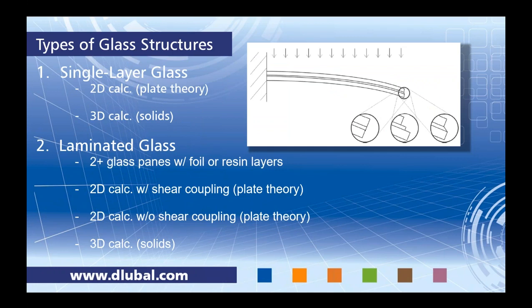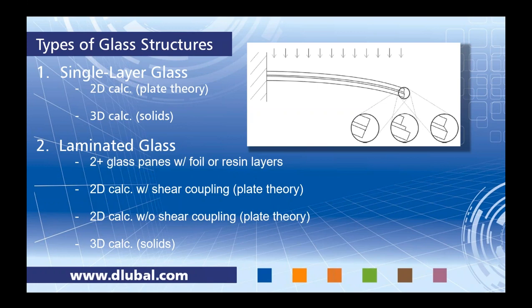So now I want to discuss the different types of glass structures that can be modeled in our program. There are three different types, the first being single layer glass and the most simple type. With this option, we can use a 2D calculation, which is plate theory, 2D finite elements, in order to analyze the single layer glass. We can also run a 3D calculation, which is solid elements, so finite elements in the X, Y, and Z direction.